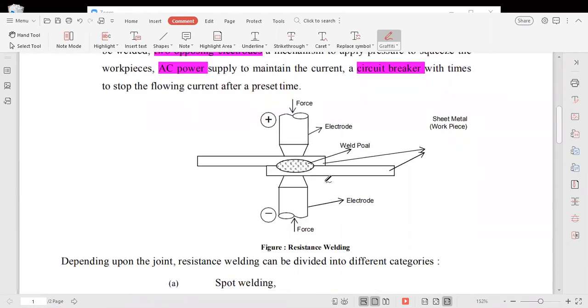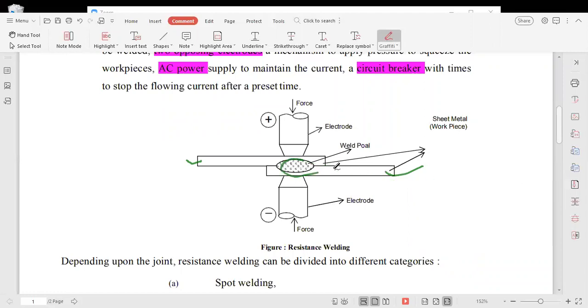In the schematic setup of a resistance welding apparatus, there are two electrodes. These are the pieces which are to be welded. One of the electrodes is connected to the positive terminal and the second electrode is connected to the negative terminal. Now when the current flows through it, heat is generated at the intersection of these two pieces.